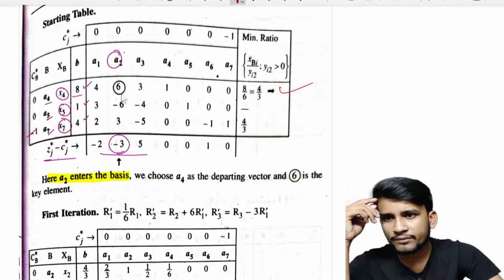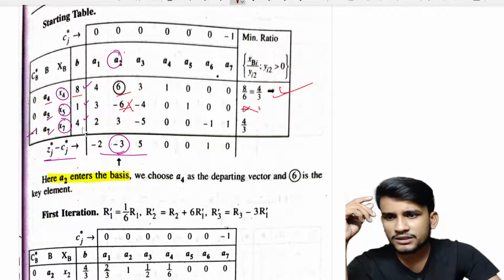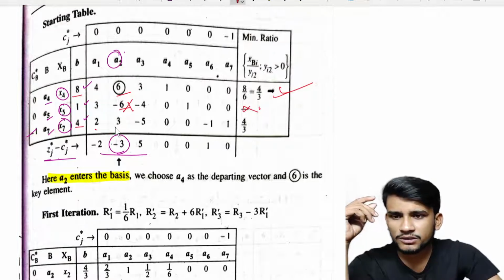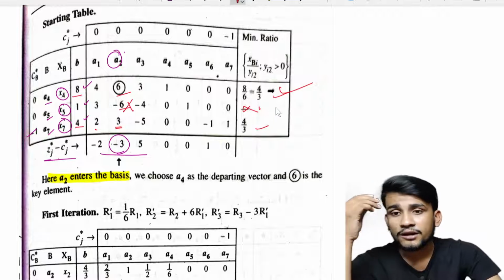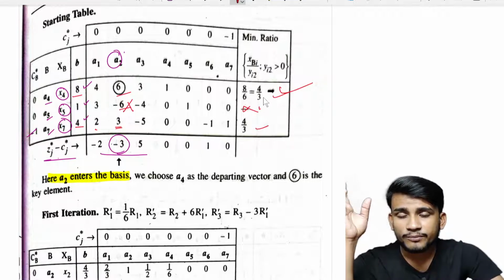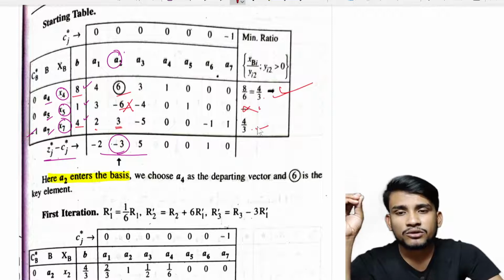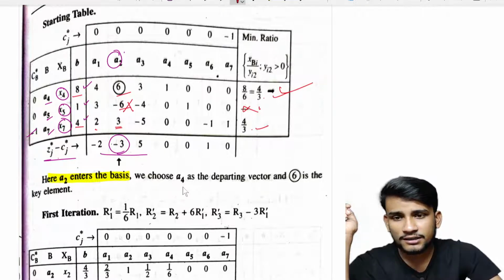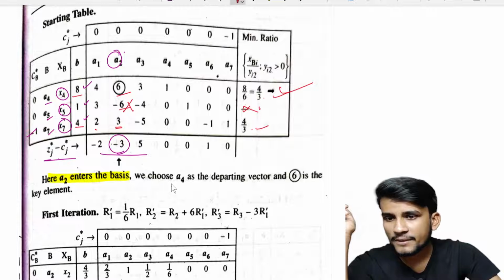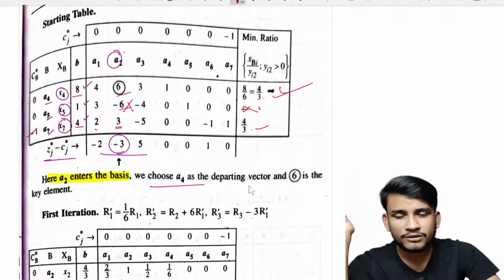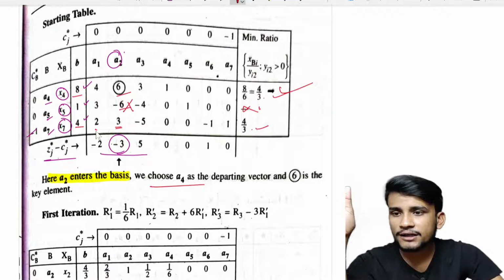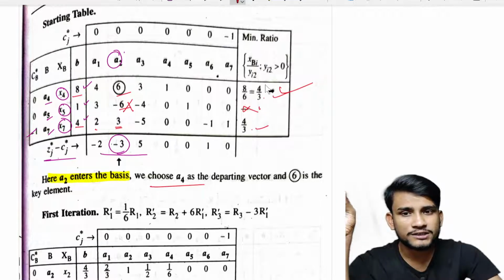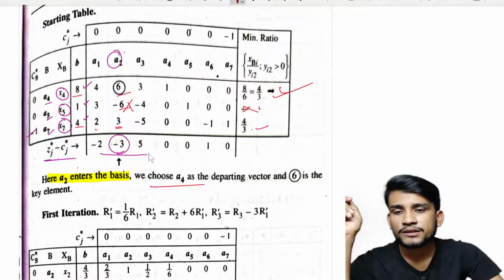So 8 by 6 is 4 by 3; this one is negative, therefore we avoid it; and this is 4 by 2, which is 2. Note that the two minimum ratios are the same, so you can take any one of them as the departing vector from the basis. Here in this case a4 is chosen as the departing vector. You can take a7 also as the departing vector, since the min ratios are the same. There is no problem.